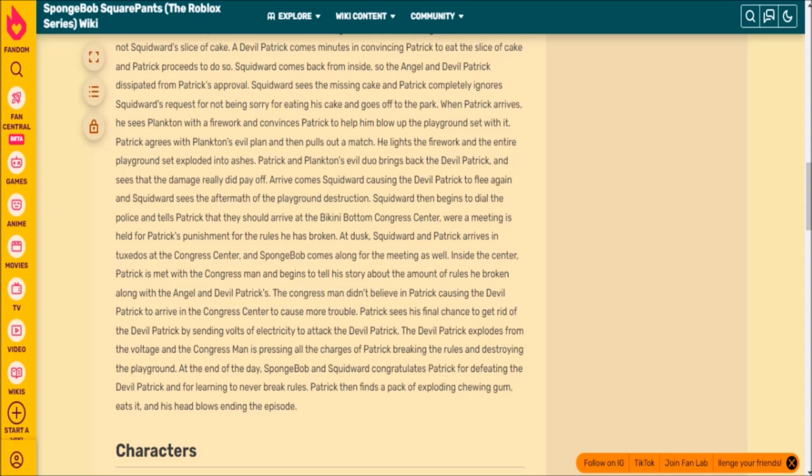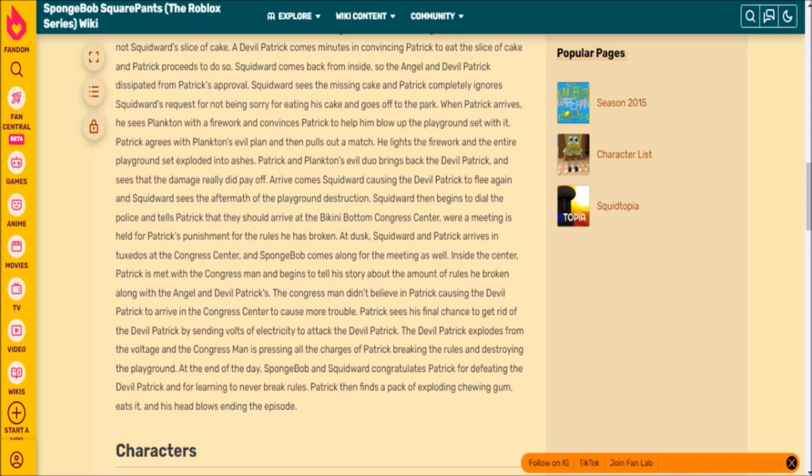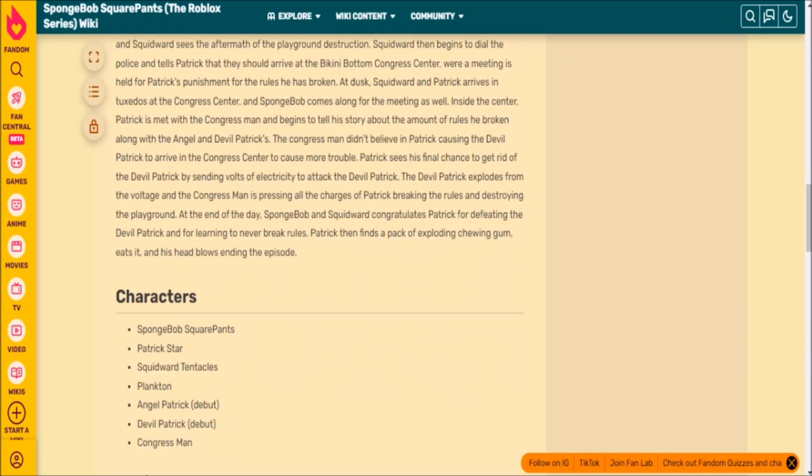Wait, sorry. SpongeBob and Squidward congratulate Patrick for defeating the devil Patrick and learning to never break rules again. Patrick then finds a pack of exploding chewing gum and eats it, and his head blows, ending the episode.